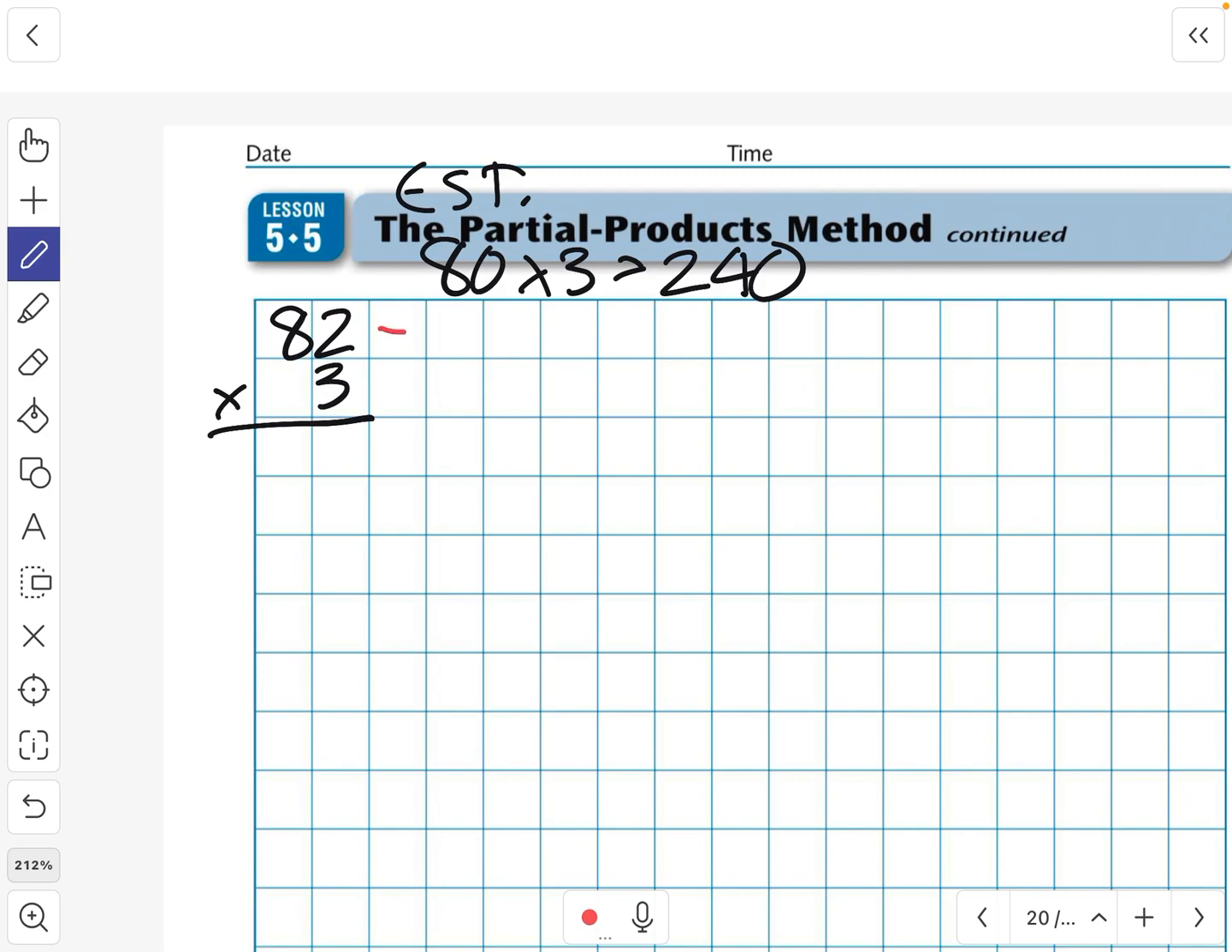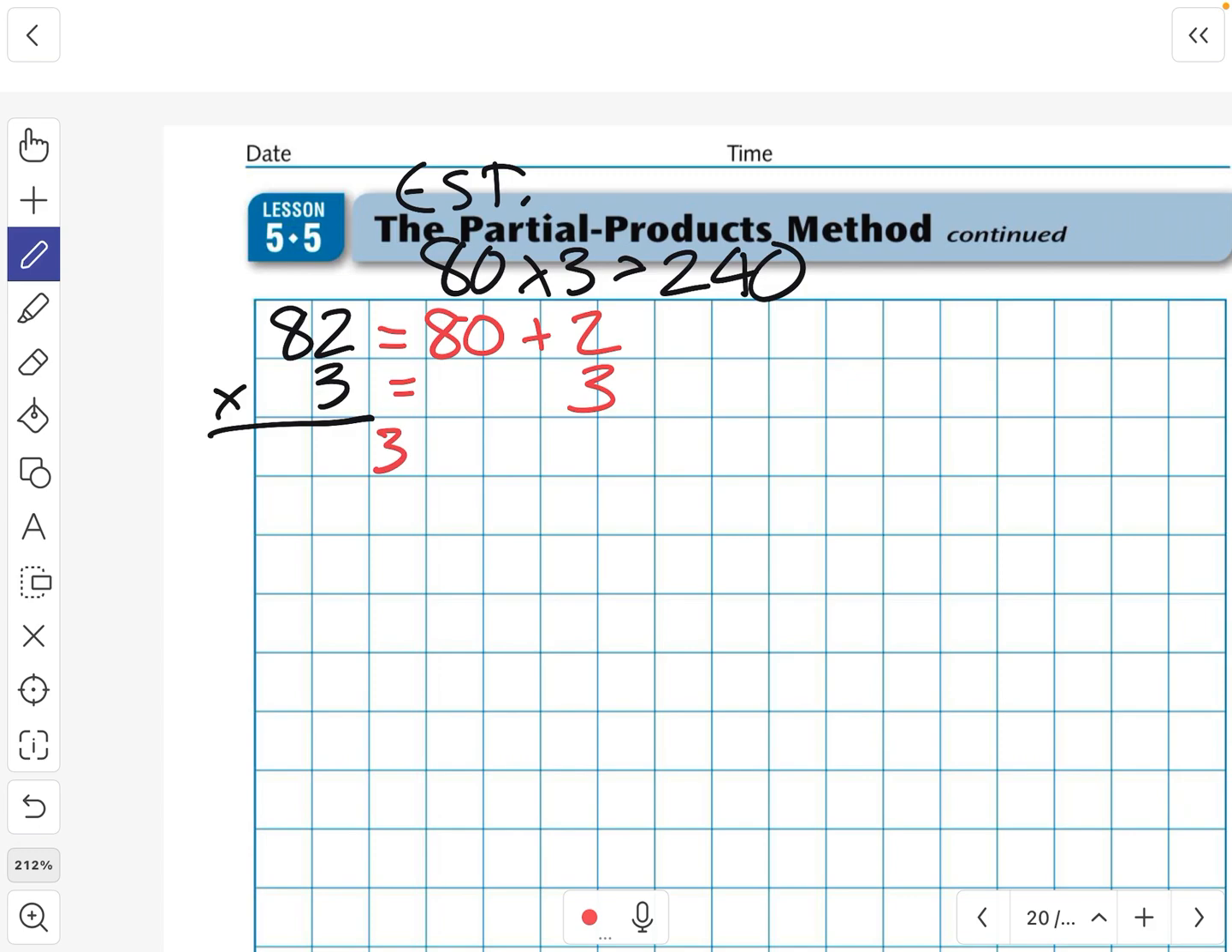Now we do the expanded form. 82, we rewrite it as 80 plus 2. Now we write the 3 down here. How many partial products are we going to have? I'll give you a shortcut to figure this out. Count the number of digits on top, count the number of digits on the bottom, multiply them together. 2 digits on top, 1 digit on bottom, 2 times 1 is 2. So we're going to have 2 partial products.